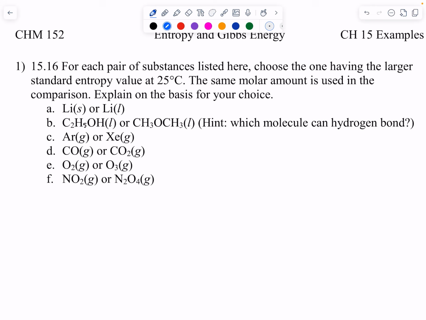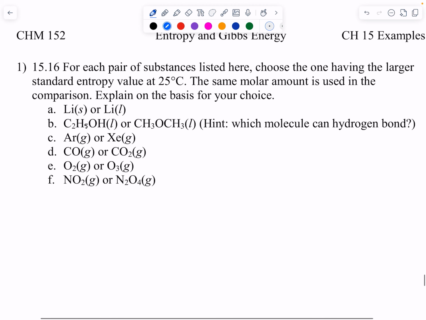All right, so for each pair of substances listed here, choose the one that has the larger standard entropy value at 25 degrees Celsius. So we have the same amount, right? Same number of moles, same number of particles of each. Then explain. So for A, we have a solid and we have a liquid.